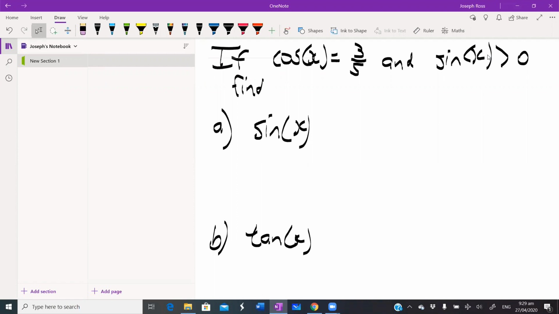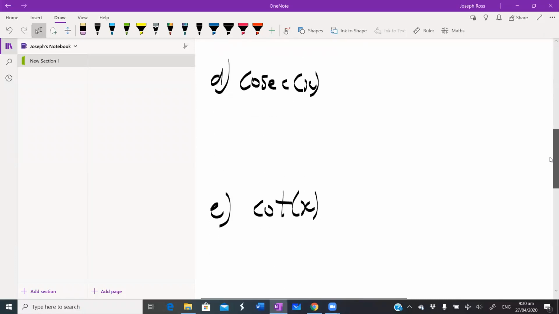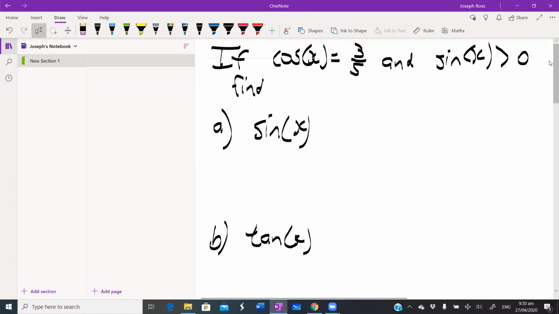So the first question that we're going to solve here is: if cosine of x equals 3 over 5 and sine of x is greater than 0, so in other words sine of x is positive, because if something is greater than 0, that means it's positive. We need to find sine x, tan x, and then some other stuff later on: secant x, cosecant of x, cotangent of x, sine of 2x, and cosine of 2x. So a lot of this will involve formulae from the formula sheet.